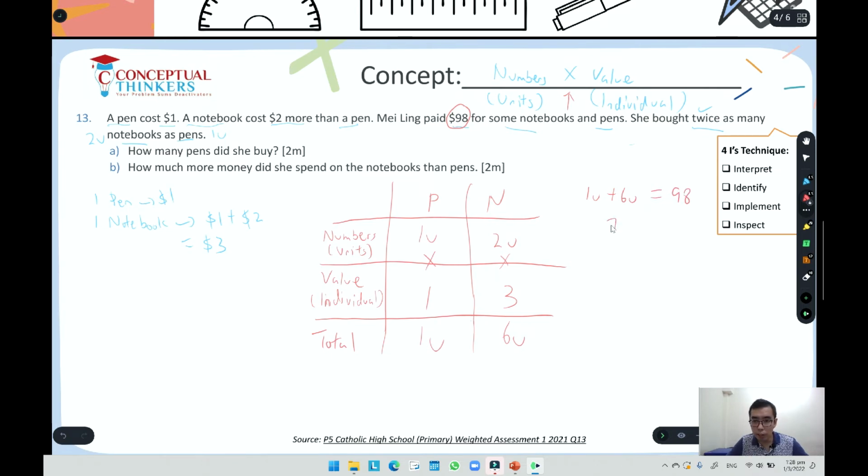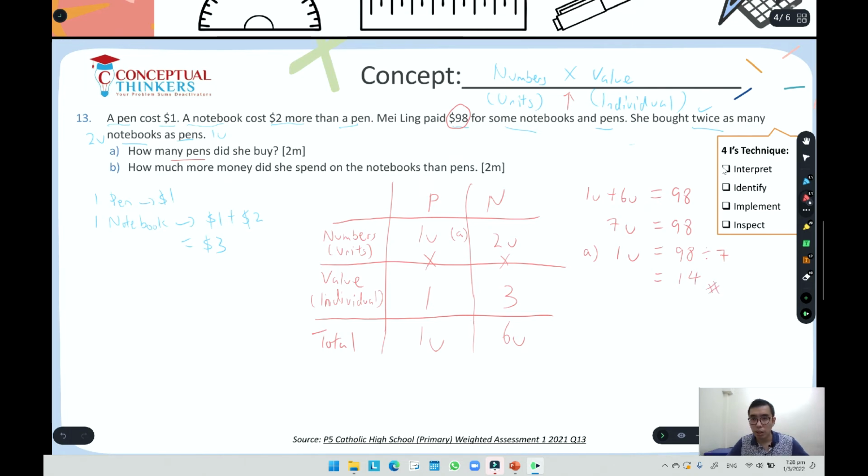Okay, so 7 units will give me 98. So 1 unit will give me 98 divided by 7. If you press your calculator, you should get 14. Okay, so they ask how many pens, right? So this will be my part A answer that I need to find. So 1 unit, in this case, we know that the number of pens must be 14.